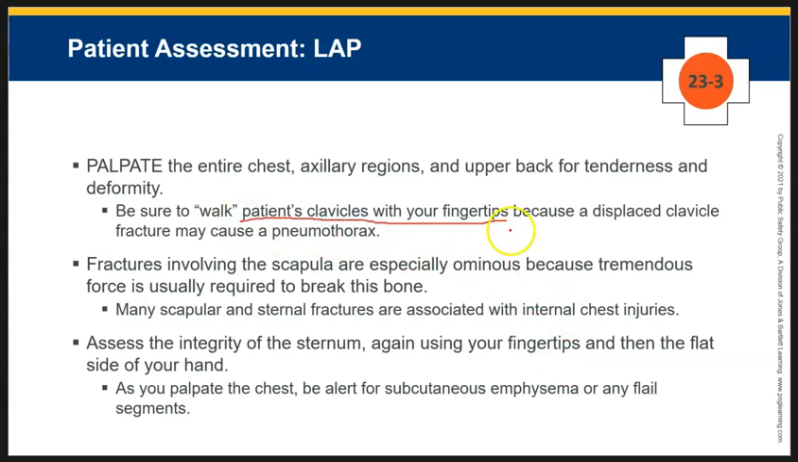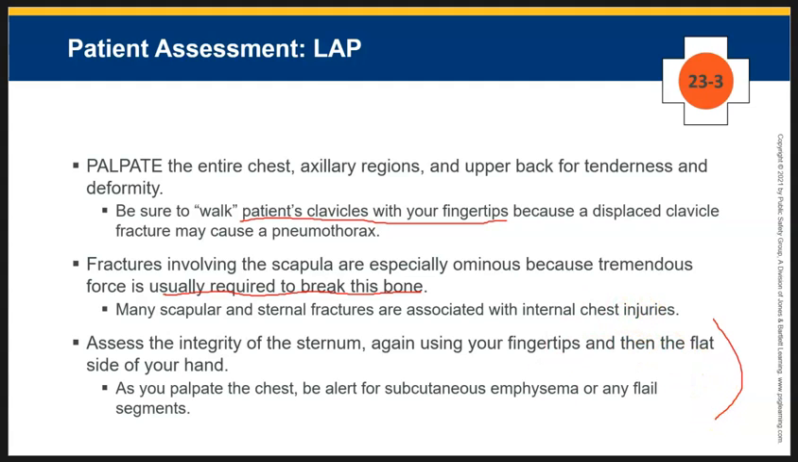Now finally, in terms of palpation, what we'll do is just make sure we check the clavicles with our fingertips all the way completely. We may look for fractures involving the scapula because this large bone on the back is typically going to require a significant amount of force. And we can assess the integrity of the sternum using fingertips or the flat side of our hand, always being aware of patient dignity in this case.